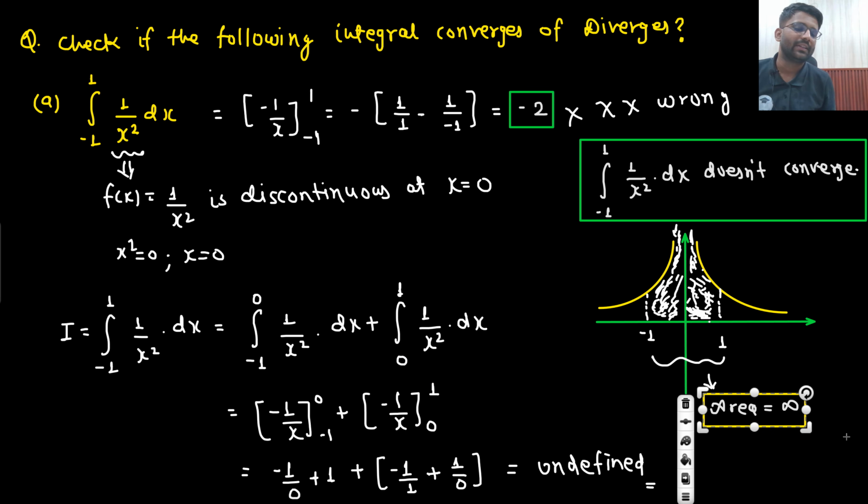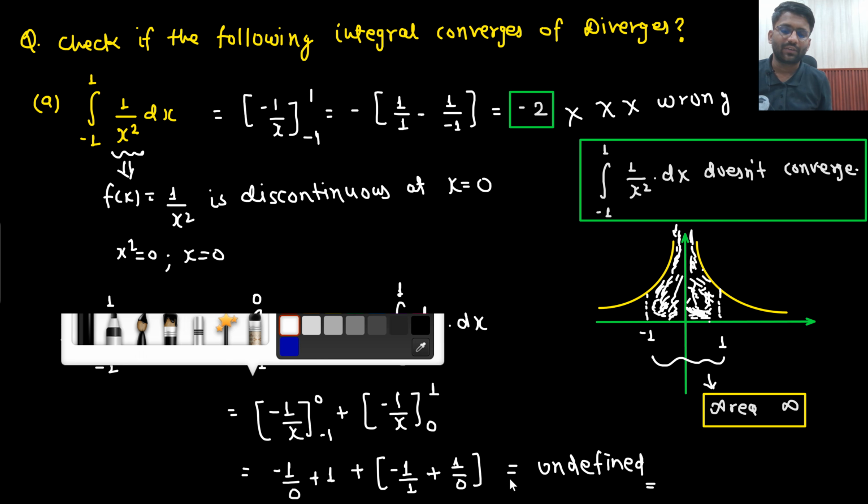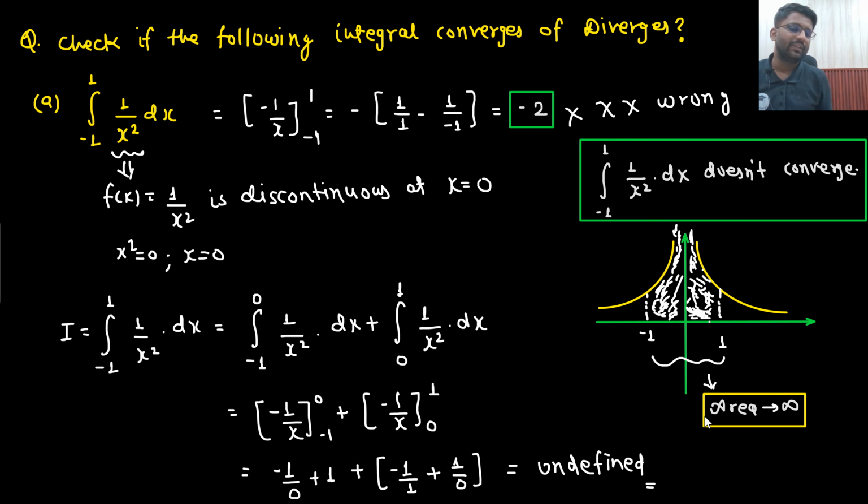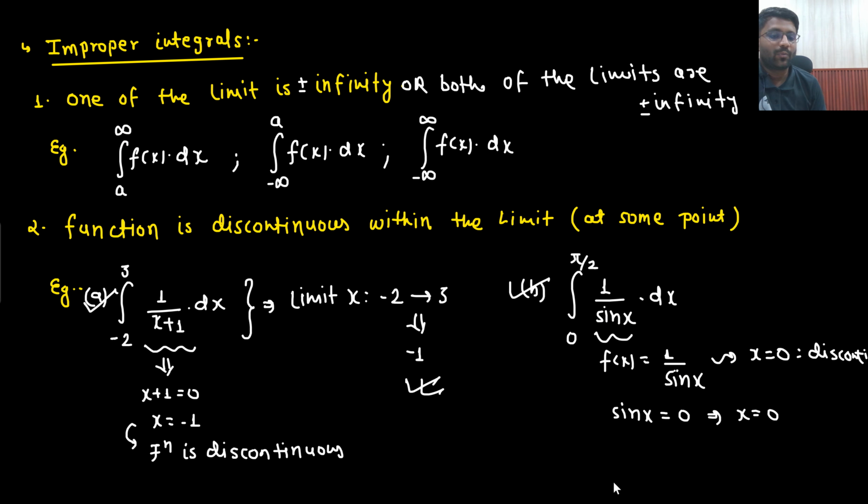So here you can say that the total area is tending to infinity, or you can say that it is not converging. If you know how to draw the graph, then directly you can say. Otherwise it is not possible to draw the graph of every function. So what you would do is solve in this manner. You just need to break it down at the point where there is a problem. So where will be the problem? The problem will be at infinity, minus infinity, or the point where it is discontinuous.